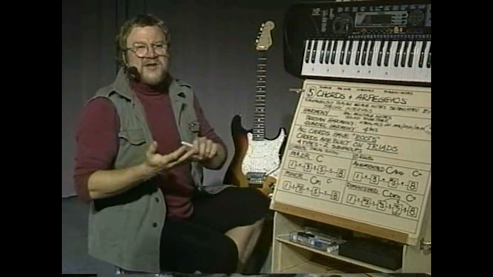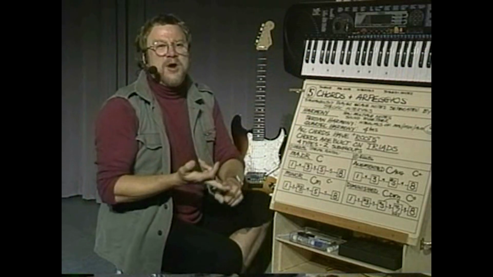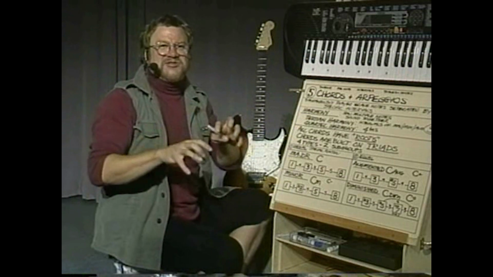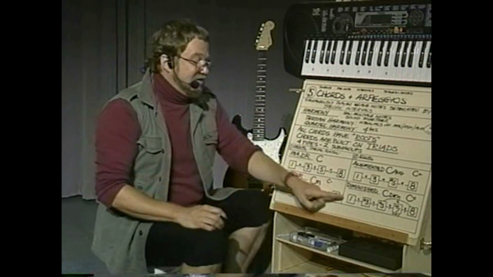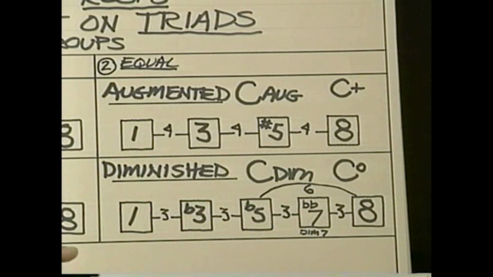So, 4 types of triads. Major sounds happy, minor sounds sad. To me, augmented sounds like surprised, and diminished sounds like fear. It sounds like fright. Diminished triad, equal interval triads. All the notes are the same distance apart from one another.